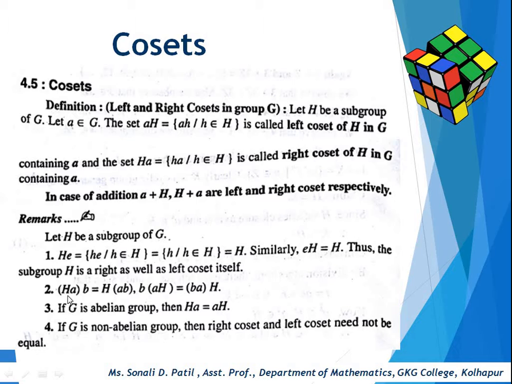Now second, H(ab) = (Ha)b, and (ba)H = b(aH). Now third, if G is an abelian group, then Ha = aH. Now fourth, if G is a non-abelian group, then the right coset and left coset need not be equal.